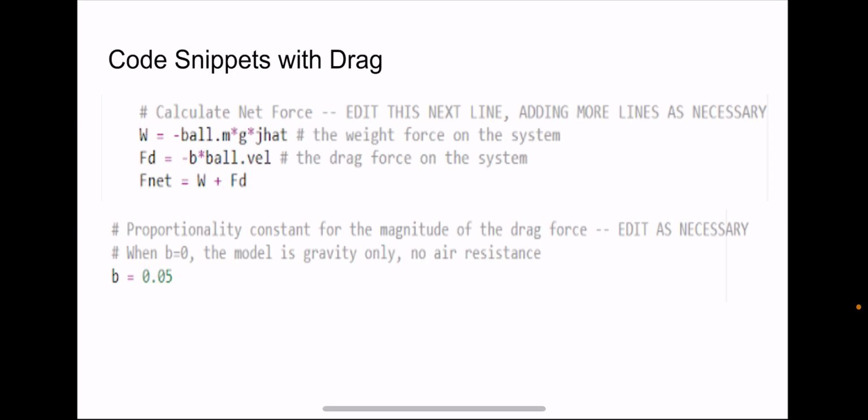And these are the code snippets with the drag. The only difference is we included a drag force, which is negative B times the velocity of the ball. And instead of just W being the net force, now it's going to be W plus the drag force. In this case, B is set to 0.05.